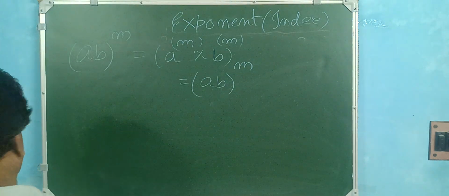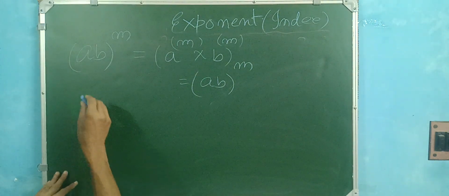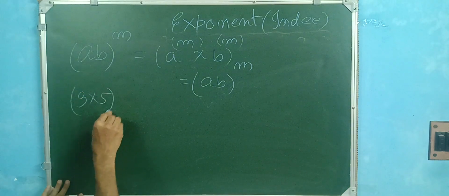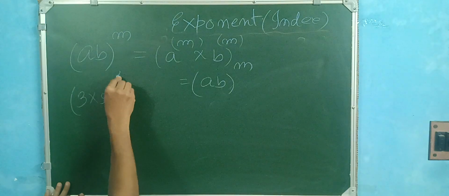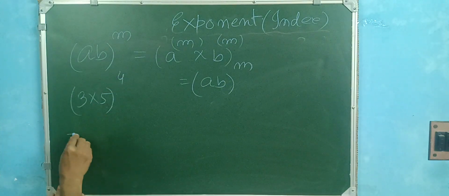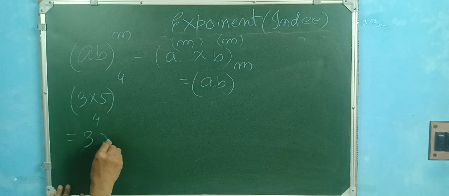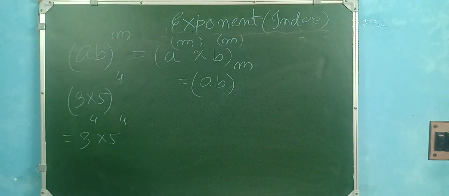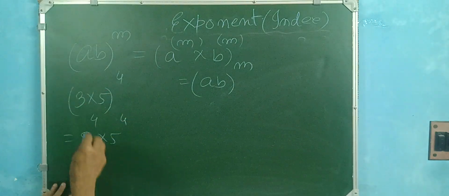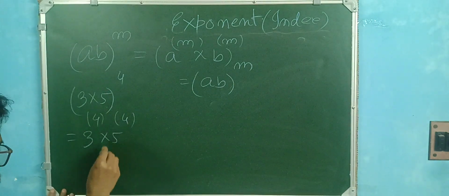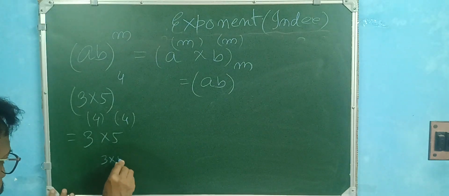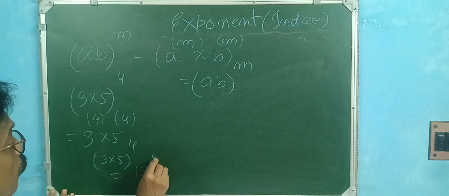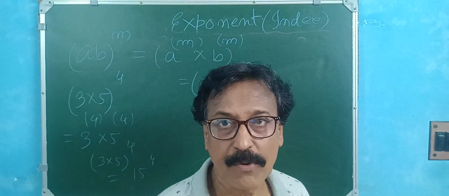Now one sum is there. Suppose 3 into 5 to the power 4. That means separately 3 to the power 4 into 5 to the power 4. Okay, that means this is separately. And if these are the same, you write 3 into 5 to the power 4, or 15 to the power 4. You write. So this is one way.